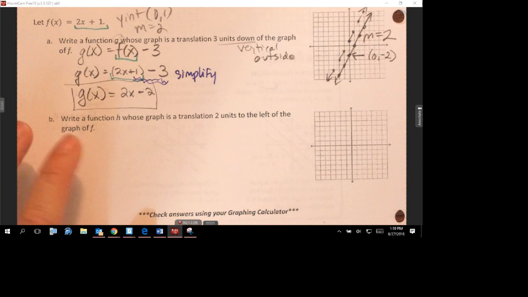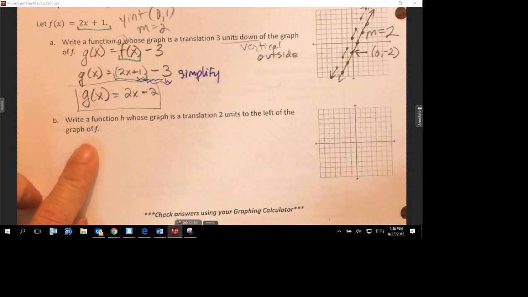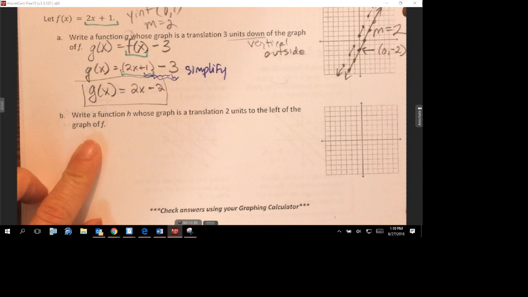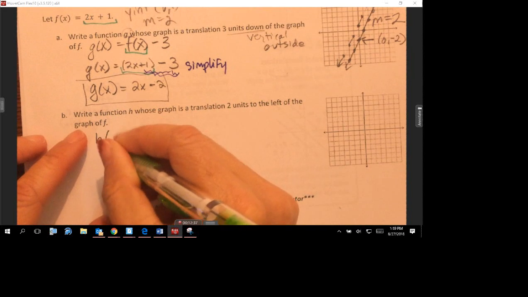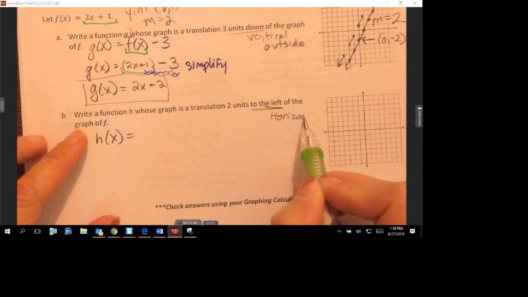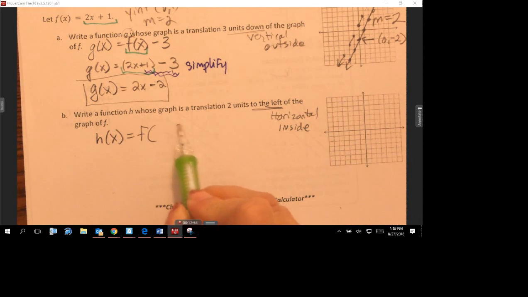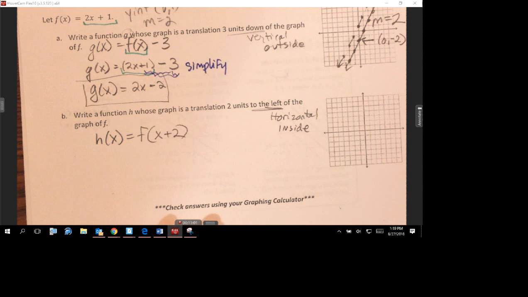So part B says, write the function h, whose graph is the translation 2 units to the left of f. So I'm going back to f. I'm not using g at all. I'm just doing h. And to the left is a horizontal, which means what? Everybody, what's horizontal mean? Inside. So when I write the formula, I'm going to go f up, and it's going to be on the inside. We're going to do x, and then to the left, I have to do plus 2, because remember, inside is always opposite.